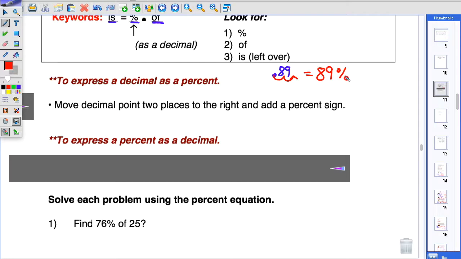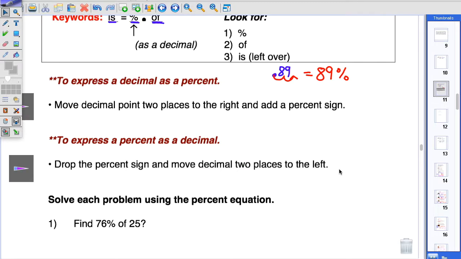To express a percent as a decimal, you drop the percent sign and move your decimal 2 places to the left. So if we have 25%, we would drop the percent sign, your decimal's at the end, and we'd move it 2 places to the left. So 25% is the same thing as 25 hundredths, 0.25.